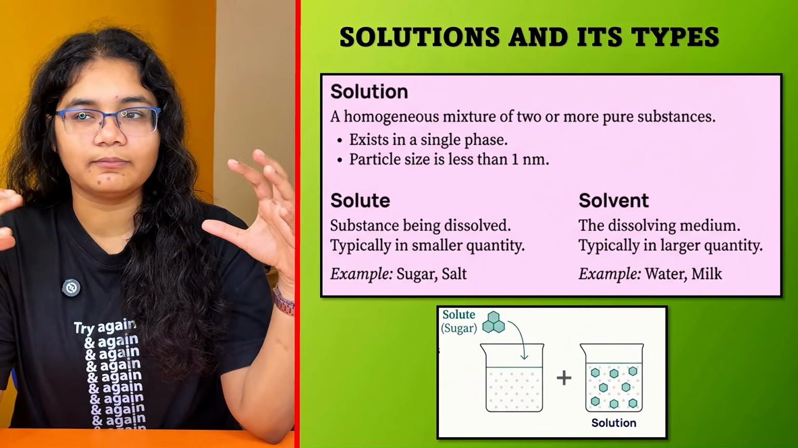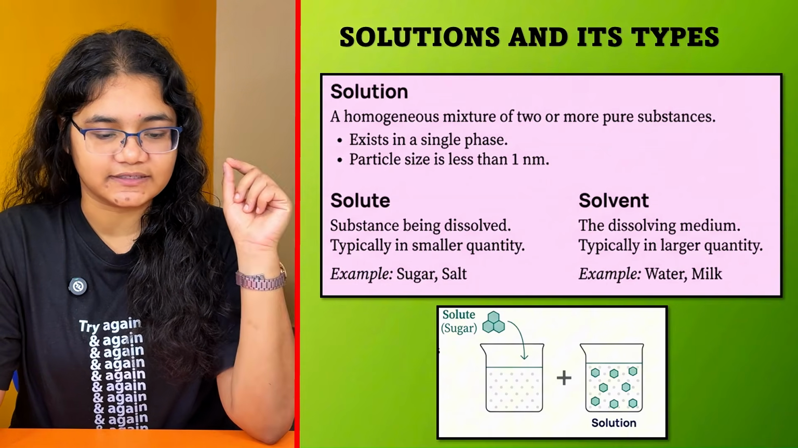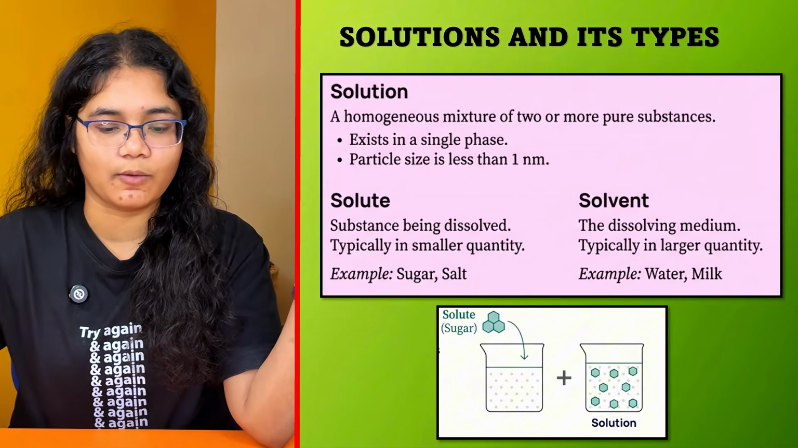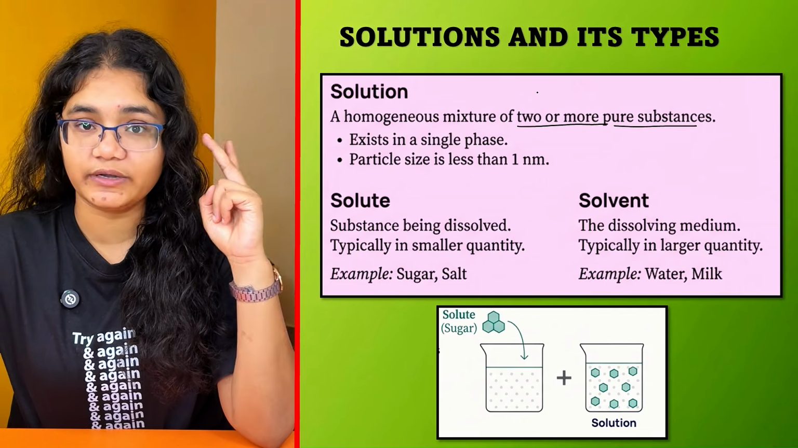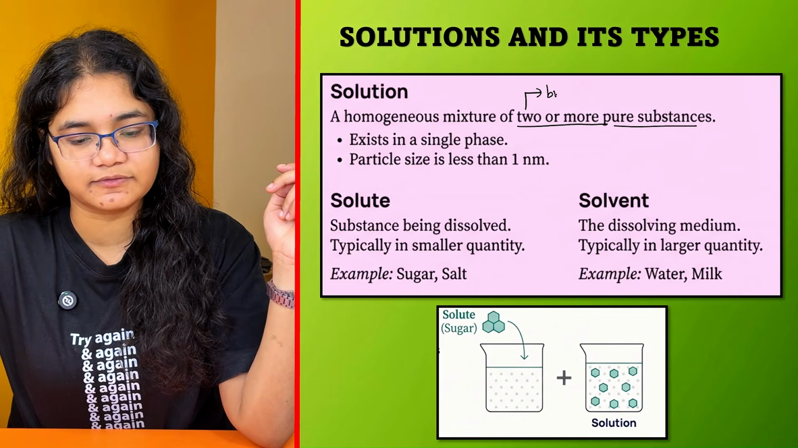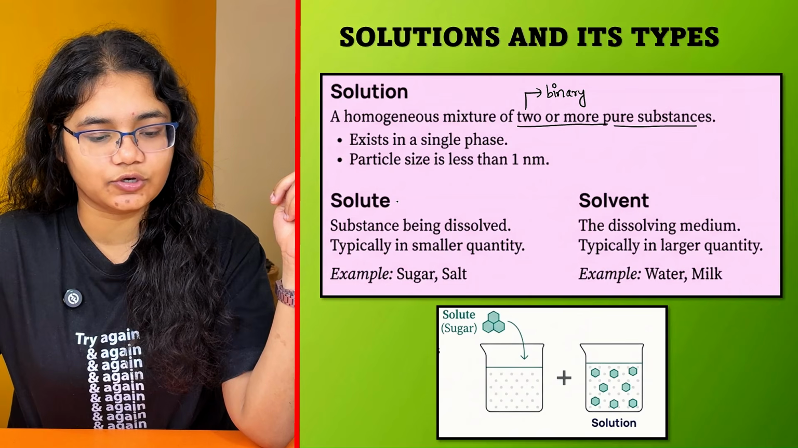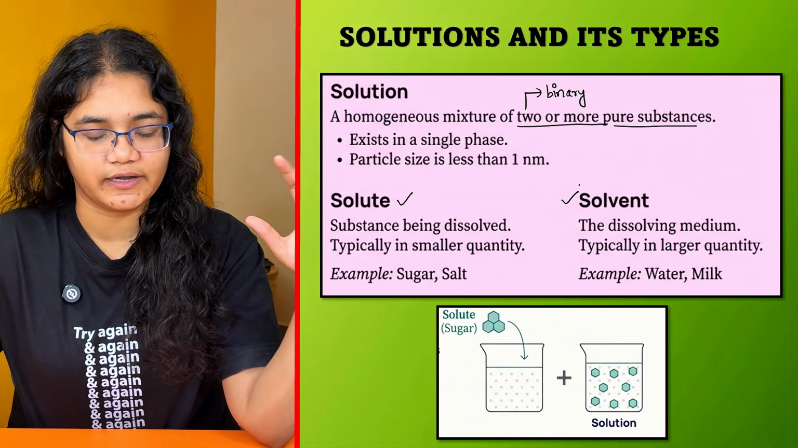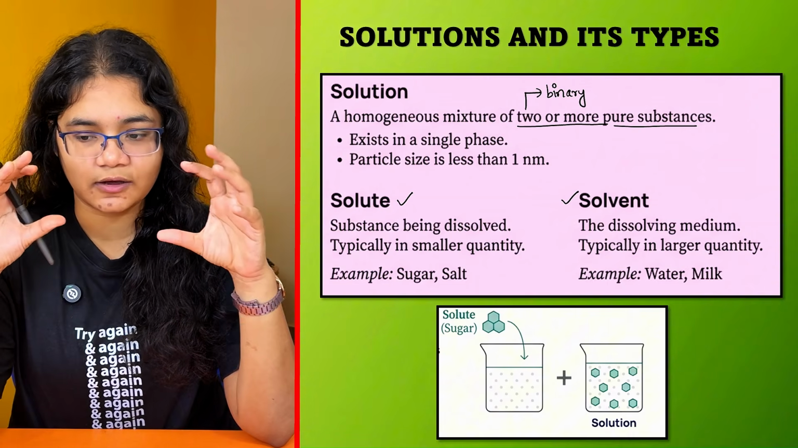All of you might have heard this term millions of times, a solution. A solution is a mixture of two or more pure substances. When you have only two substances, we call that type of solution a binary solution. In a solution there are two parts: one is the solute and the other one is the solvent.